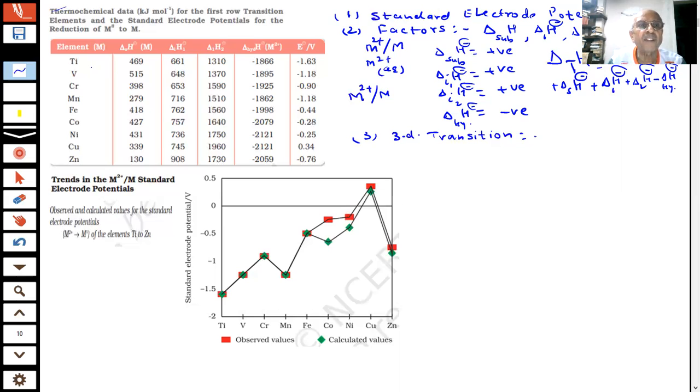For example, if I take titanium, students, the delta atomization or sublimation is 469, the first ionization is 661, the second ionization is 1310, and the hydration enthalpy is minus 1866. That's quite a good value, and then the overall value becomes negative. That means the negative hydration enthalpy is quite high as compared to the values involved in atomization and ionization of titanium 2+.